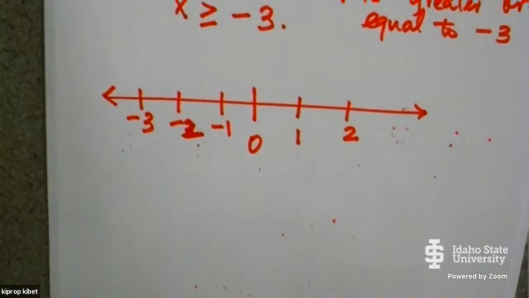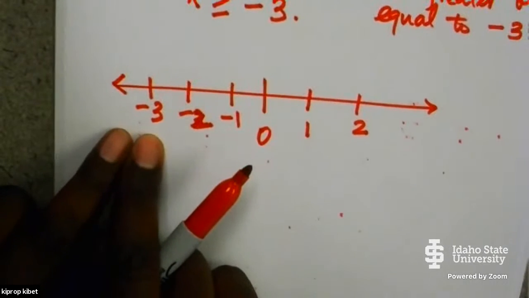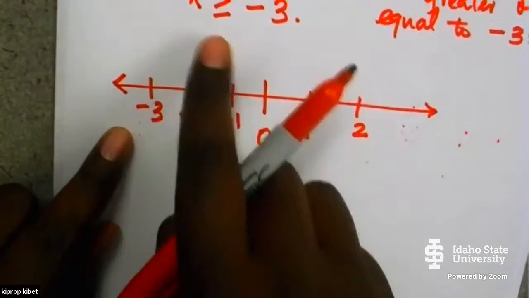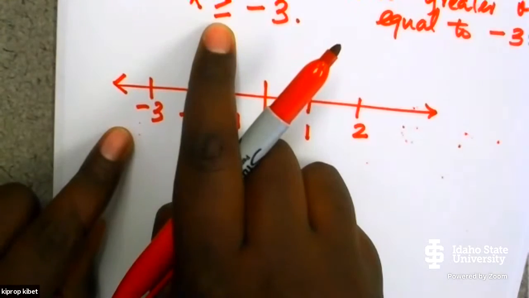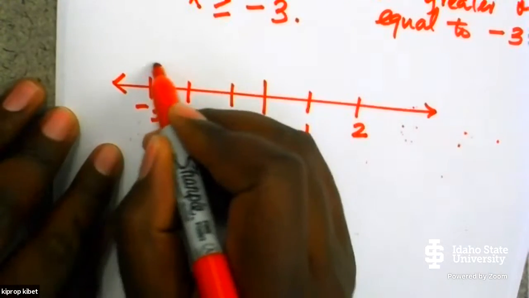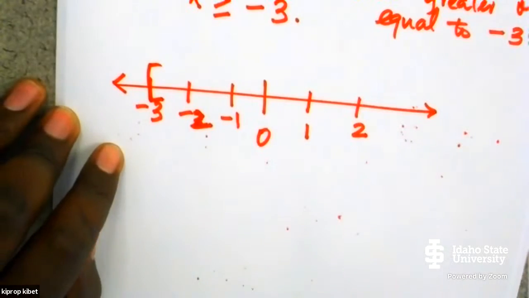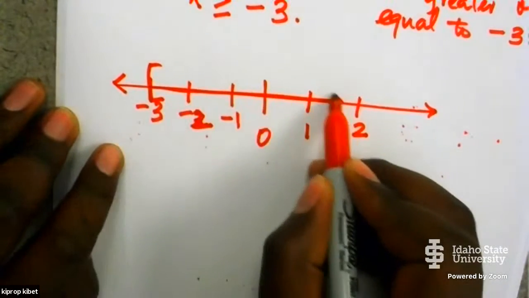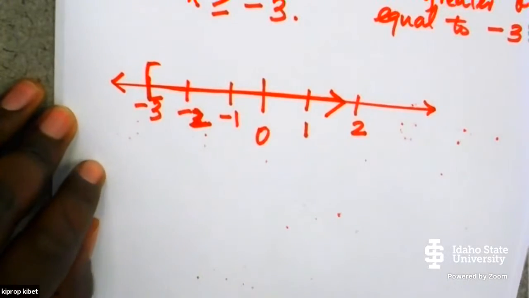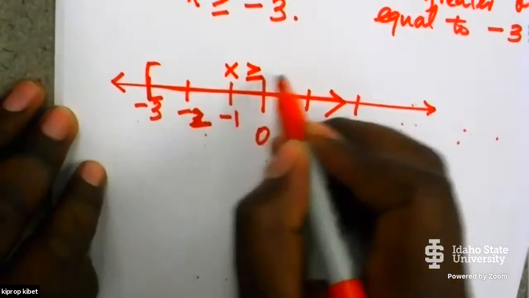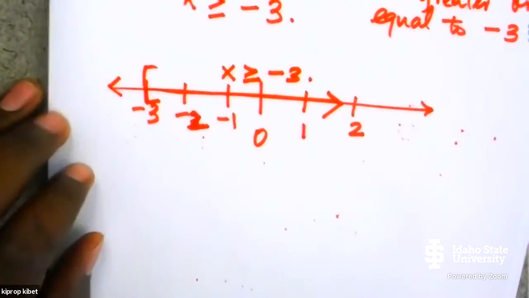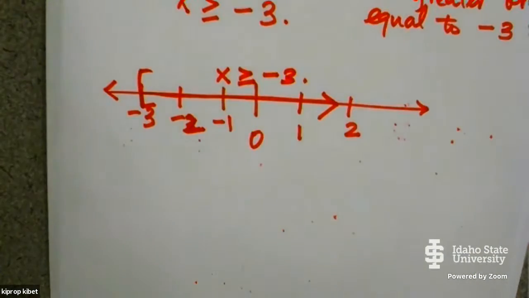We know that x is greater than or equal to minus 3, so you go to where minus 3 is. It is here, and it is included, so we use the bracket. And then it is going in the positive direction. So this is x greater than or equal to minus 3.